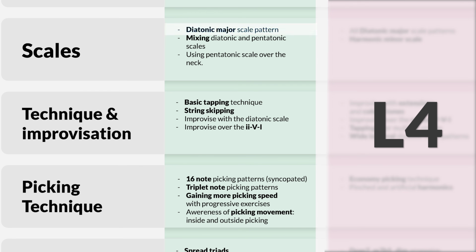You learn to play a diatonic major and minor scale pattern. The pentatonic scale will be used over the whole neck by shifting position with different patterns, and you will combine the pentatonic scale with the diatonic scale for a more versatile sound. Now this level teaches you basic right hand tap technique, string skipping, soloing with the diatonic scale and the first steps in improvising over a 2-5-1 progression in the major key.